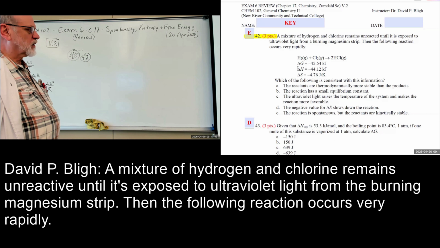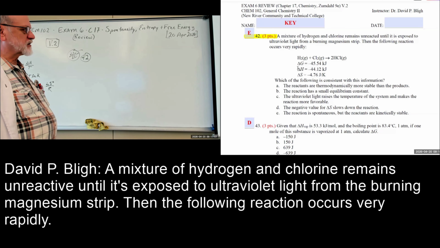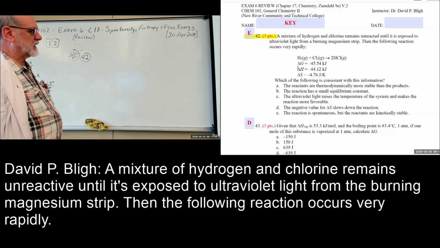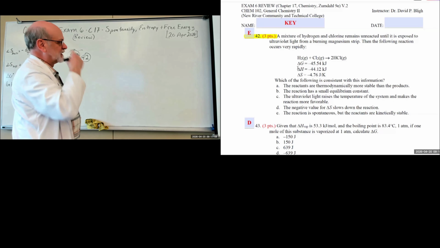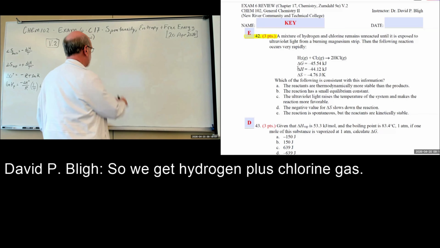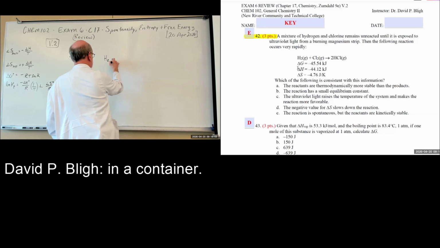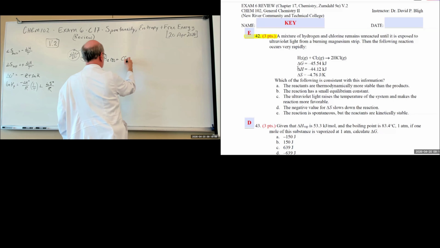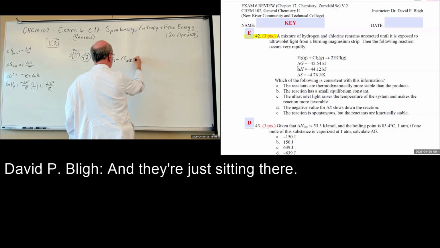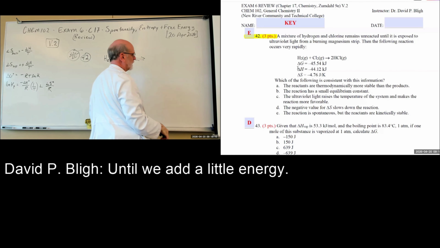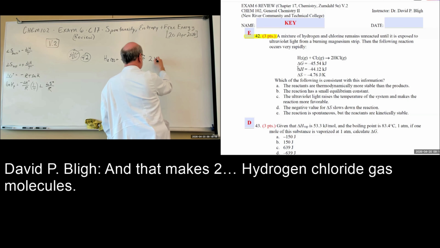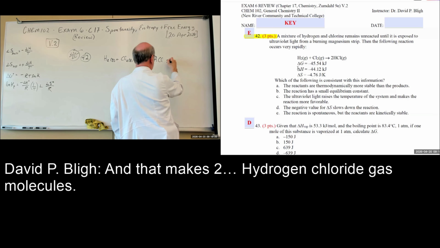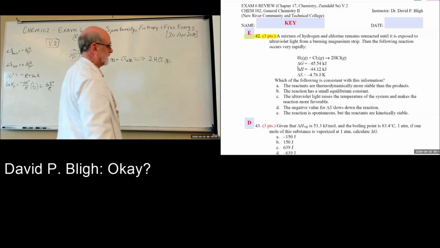A mixture of hydrogen and chlorine remains unreactive until it's exposed to ultraviolet light from the burning magnesium strip. Then the following reaction occurs very rapidly. Okay. So we get hydrogen plus chlorine gas in a container, and they're just sitting there until we add a little energy. We add activation energy. And that makes 2 hydrogen chloride gas molecules. Okay.